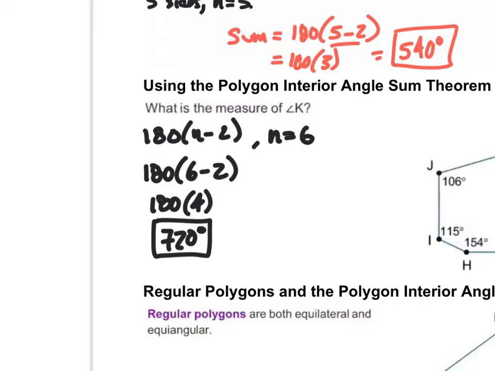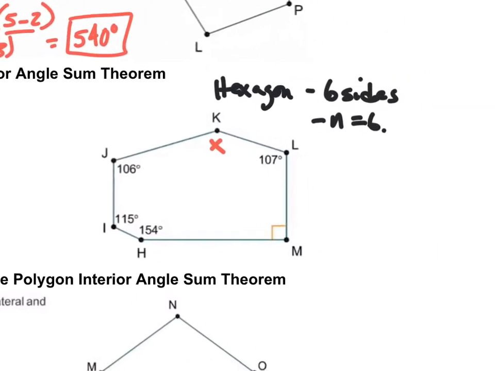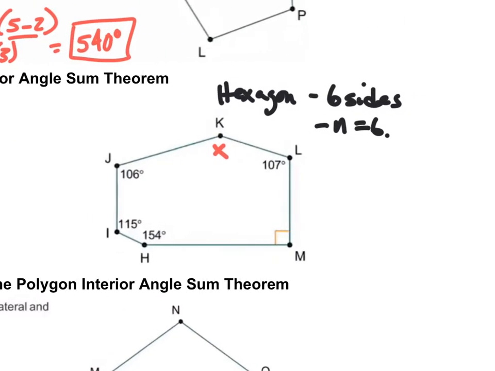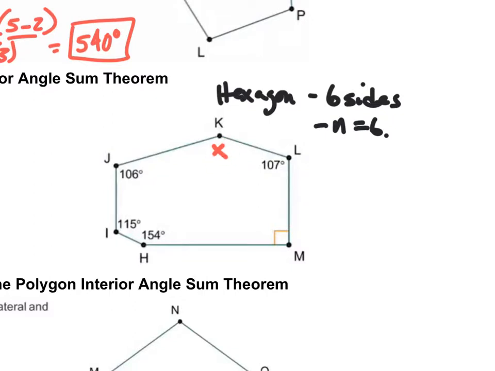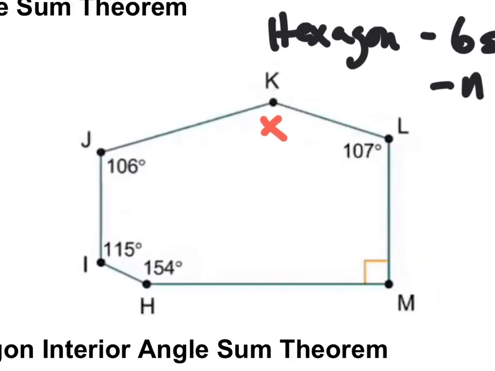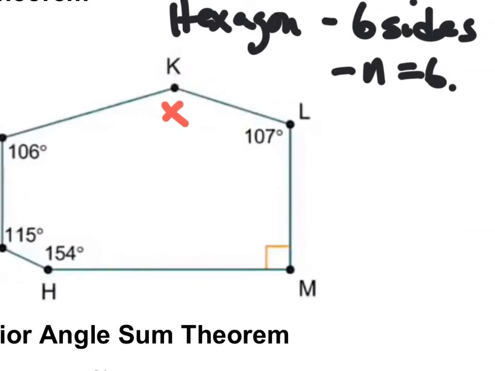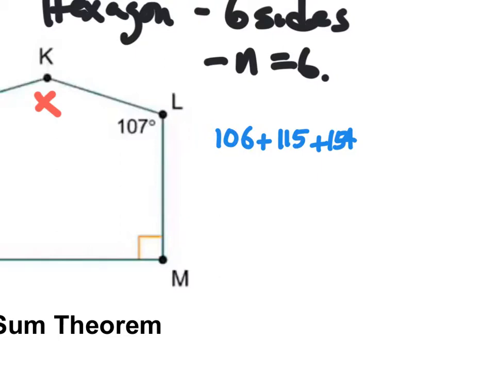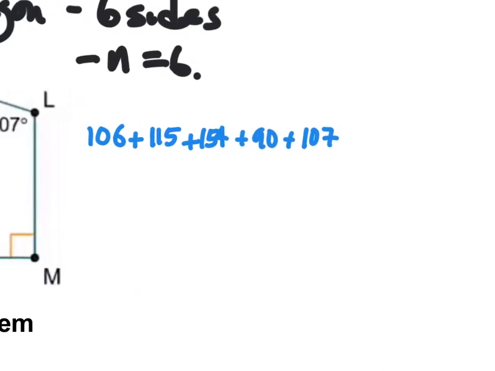Now, we're not done yet, okay? But because I have that total number of degrees, I'm going to add all these numbers up and solve for x and figure out what that is. Because I have all the other angle measures, and I can figure out what x is. All right, so let's do that. Let me do 106 plus 115, plus 154, and then plus 90, plus 107, plus x, and that's going to equal 720 degrees total.